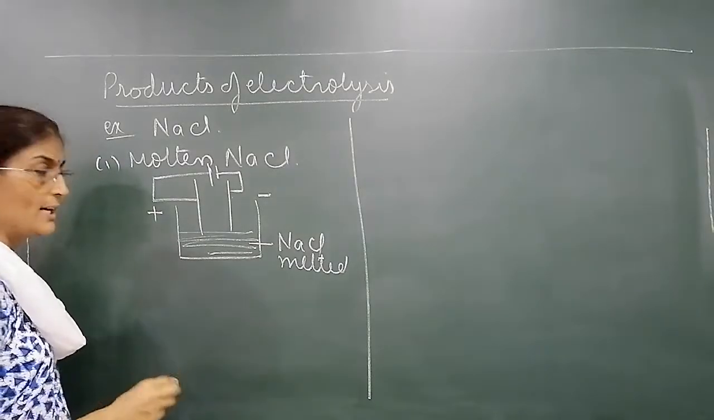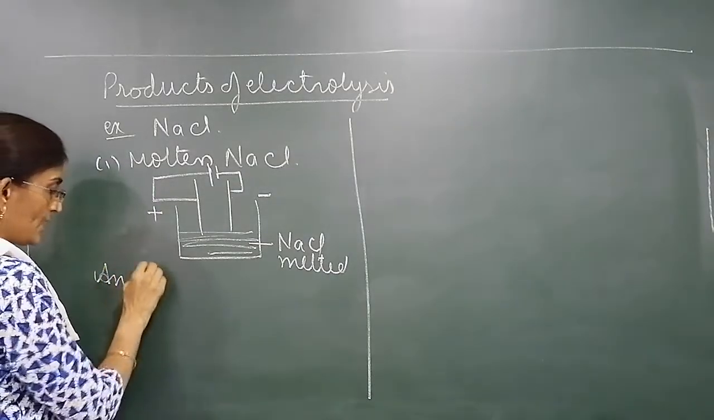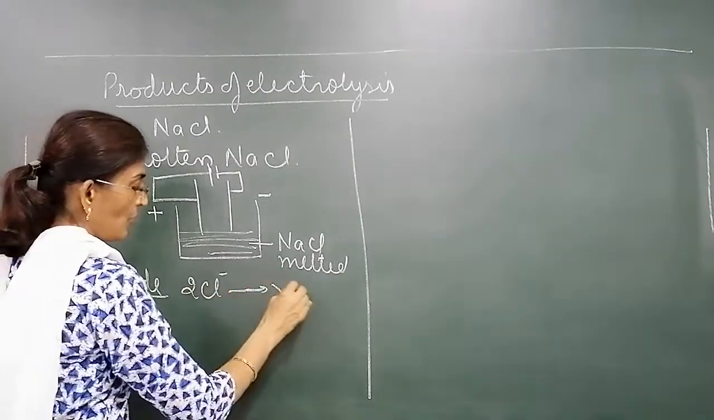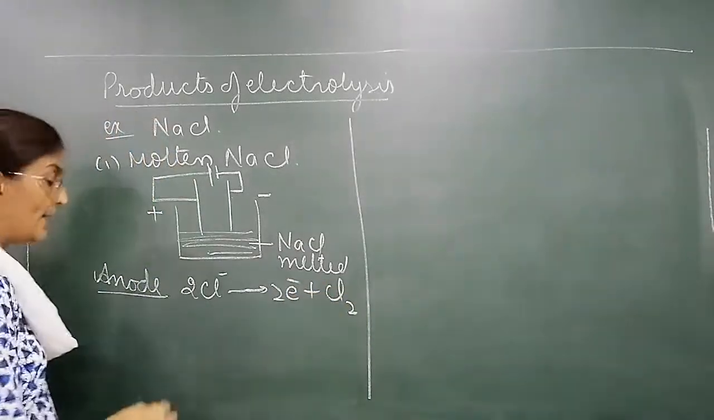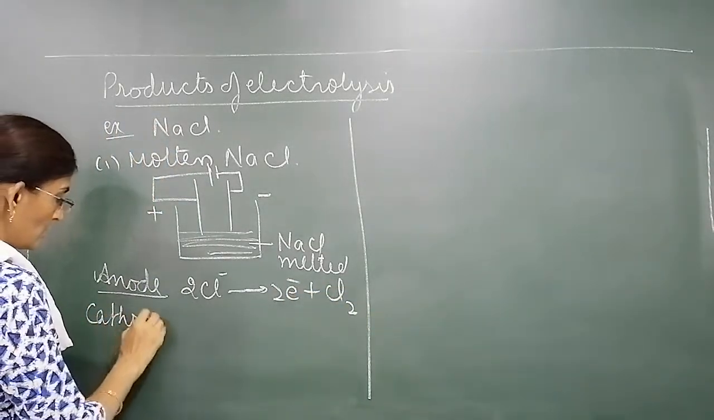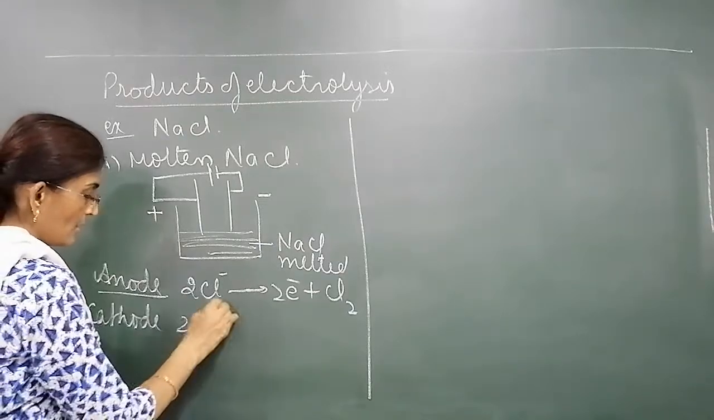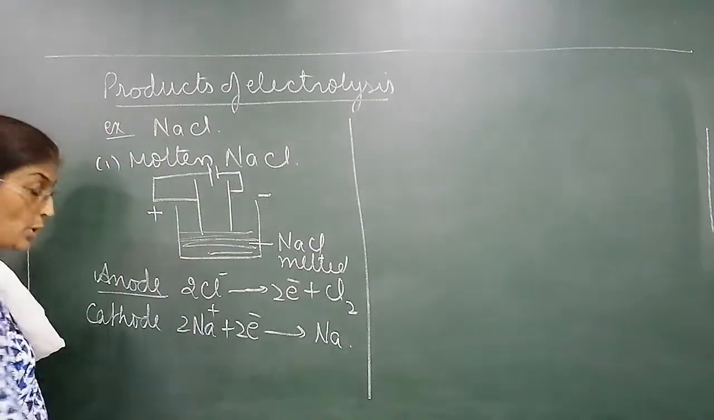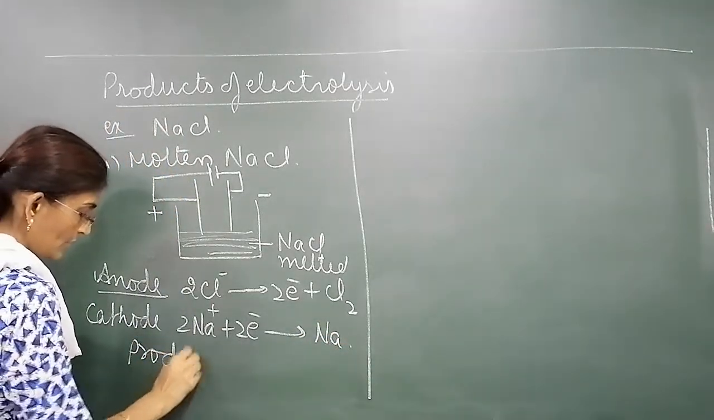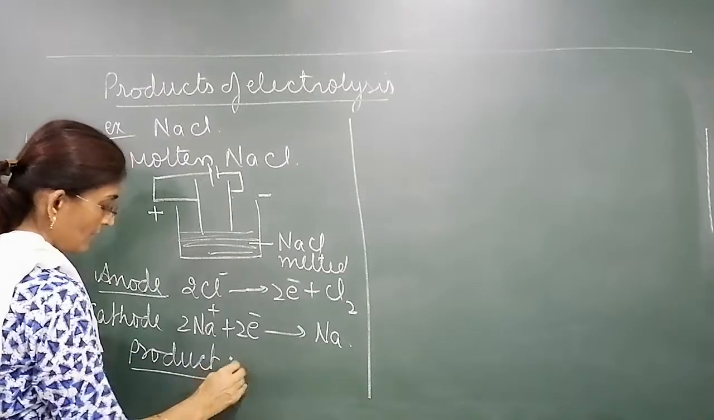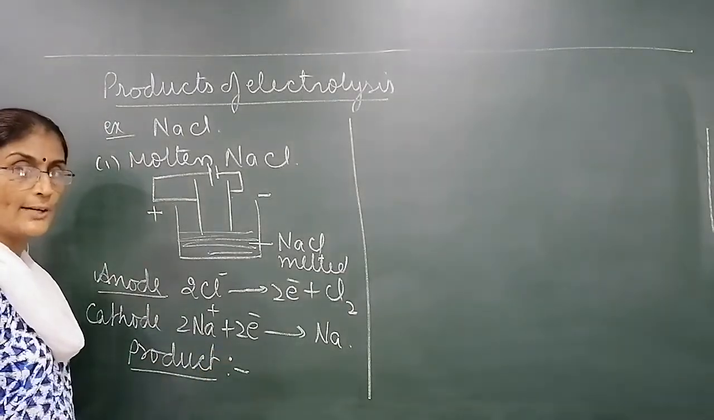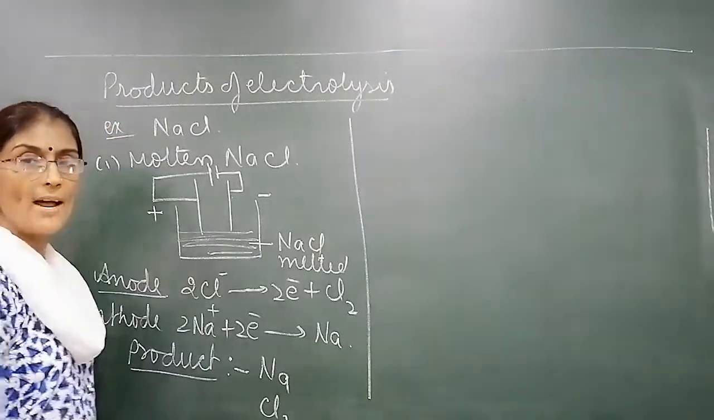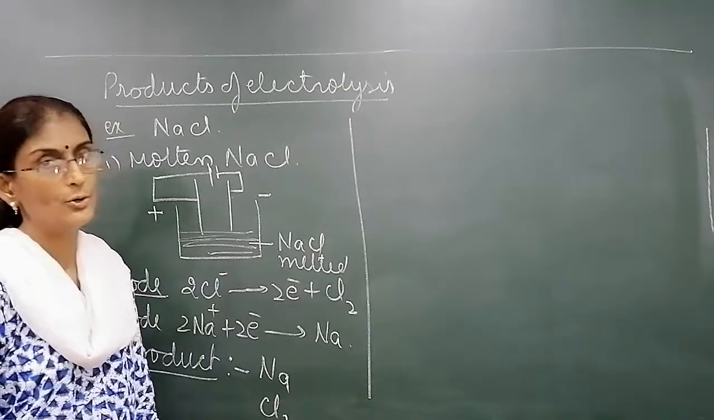Reaction taking place at anode and cathode. At anode oxidation takes place. 2Cl minus loses 2 electron and form chlorine gas, while at cathode 2 sodium ion accepts 2 electron and form sodium metal. So what are the product of electrolysis? Product of electrolysis when molten NaCl is taken in an electrolytic cell are sodium and chlorine. Sodium at cathode and chlorine at anode.